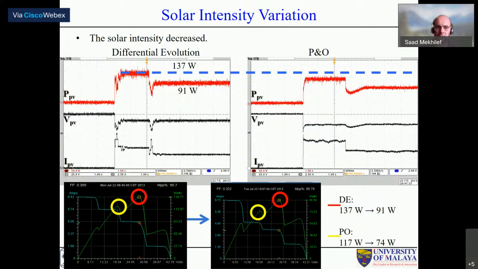Okay. Then we change the solar irradiance. There was a sudden change in the solar irradiance, and you can see the change here. And then we check the maximum power, which is around 91 watts. Whereas you see the P&O, when we do a sudden change in the irradiance, it takes some time to reach the MPP. So you see here from 137 it goes to 91 watt with the solar irradiance change, whereas this goes to 174 watts, so it's a lot of difference, almost 20 watts.